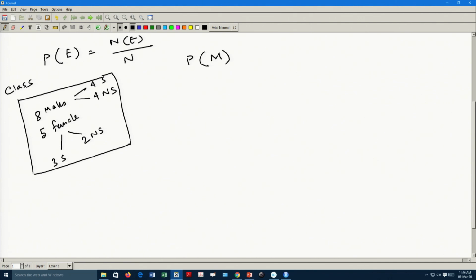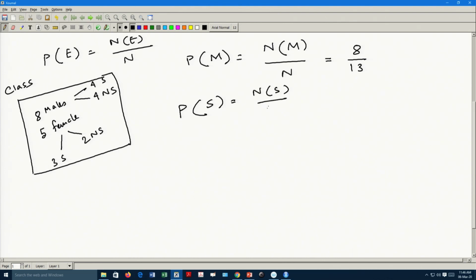What is the probability of male? Number of males divided by the total number of observations. Fair enough. So, what is the number of males here? The number of males is 8, and the total number of observations is 13. So, 8 by 13. If I ask what is the probability that if I blindly choose somebody, he will be wearing a spectacle, you can see there are 7 people wearing spectacles out of 13 people. This is how we generally find probability.